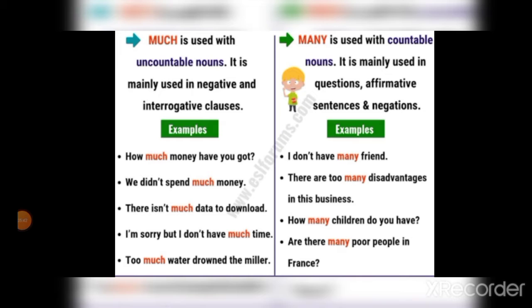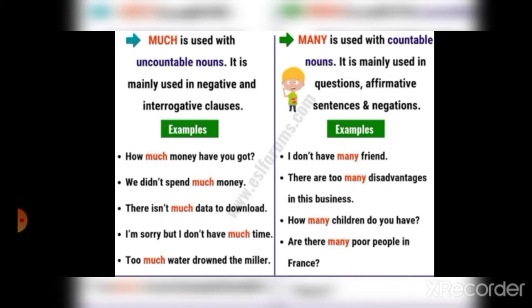Much and many, both are examples of adjectives of quantity. Much is used with uncountable nouns. It is mainly used in negative and interrogative clauses. For example, how much money have you got? We didn't spend much money. There isn't much data to download. I'm sorry, but I don't have much time. Too much water drowned the miller.